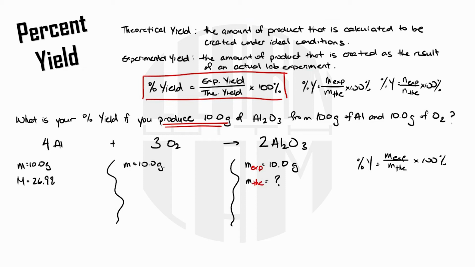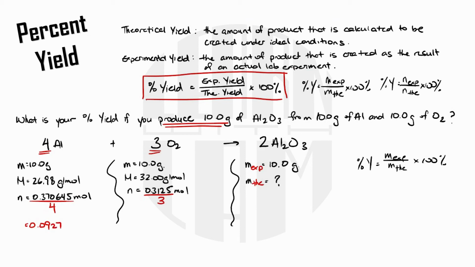So as usual, let's find moles using mass and molar mass. That gives me 0.370645 moles of aluminum and 0.3125 moles of oxygen. Remember that to find limiting reactant, I need the relative values of each reactant, so I need to divide by the coefficients. 4 for aluminum and 3 for oxygen, which gives me 0.0927 and 0.1042. Notice that I don't use the mole unit because these numbers aren't moles.